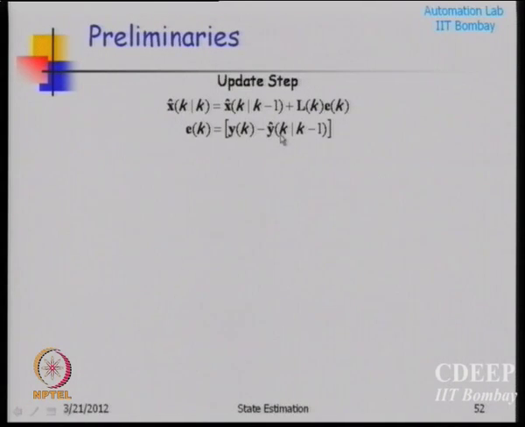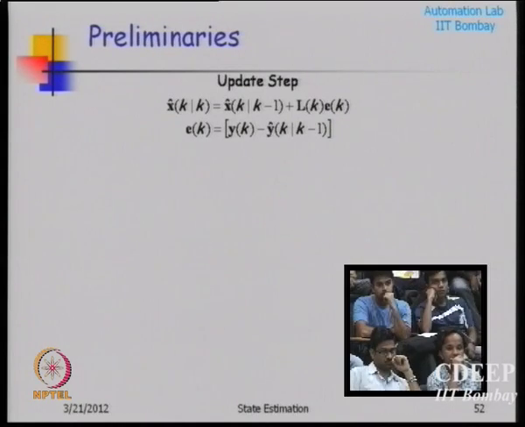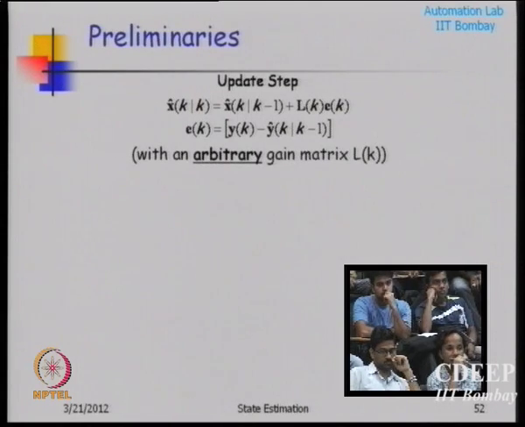What is this y hat k given k minus 1? It is the estimate of y using information up to k minus 1. How do you get this estimate? C into x hat k given k minus 1. So, okay, now I am writing this equation for some arbitrary L. I am doing this for an arbitrary L. My task is to decide L itself.